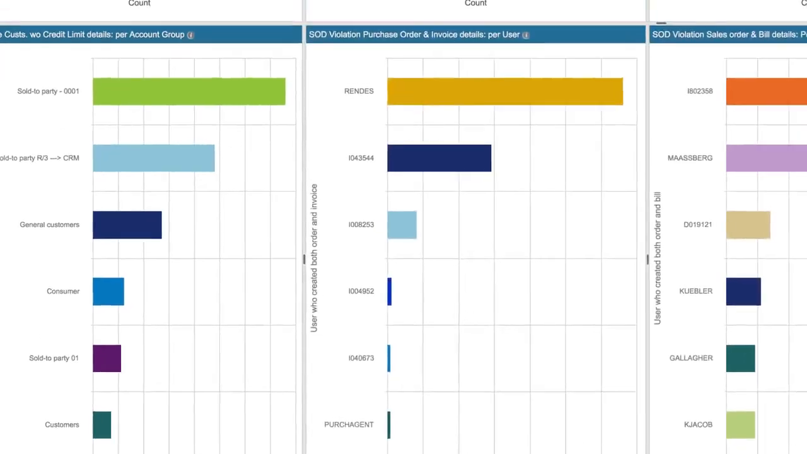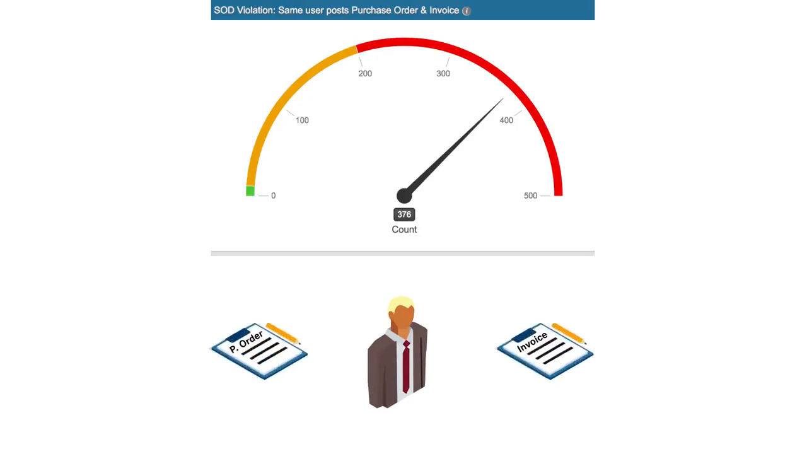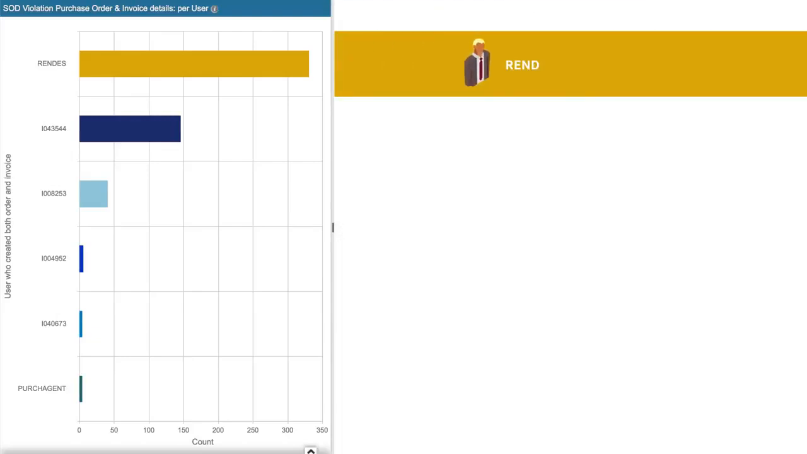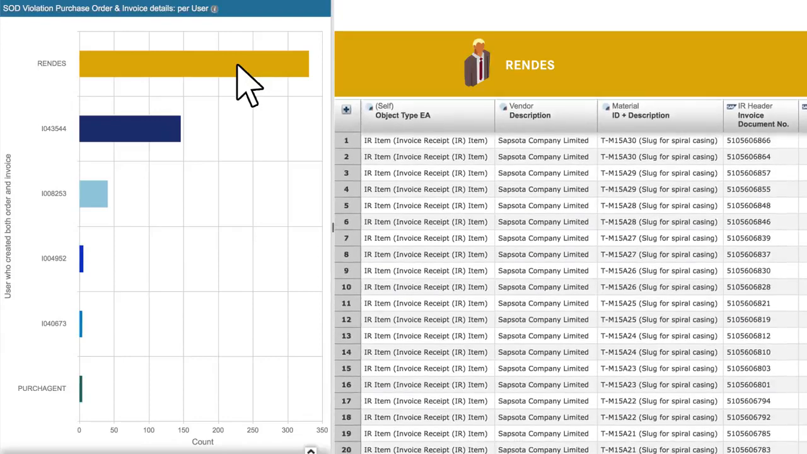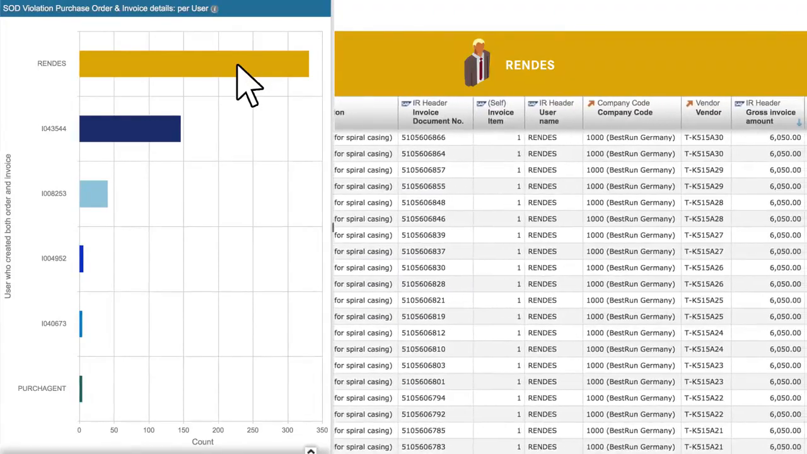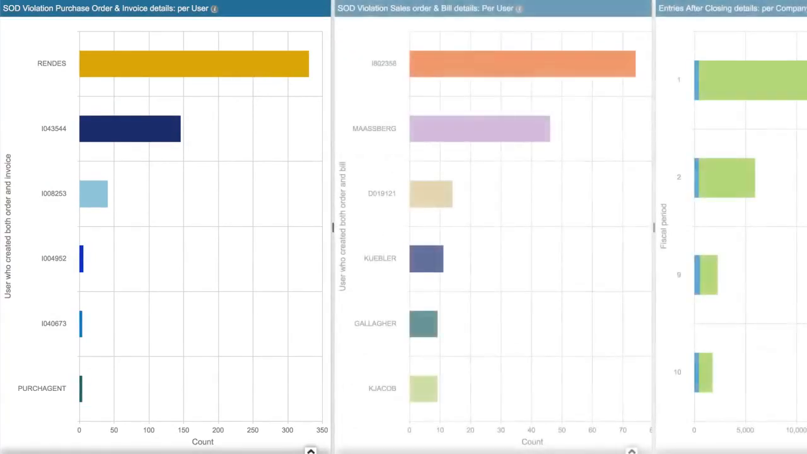The next column shows a list of invoices that have been entered by the same user that has also entered the purchase order. These situations happen when the user has too many different roles and could potentially make unauthorized purchases. As we can see here, a user called Rendez is mainly responsible for all violations. Now we can inspect if this user is authorized and find out if enough additional controls are in place to know for sure the procedures are carried out correctly.